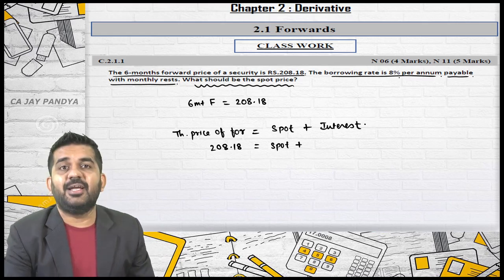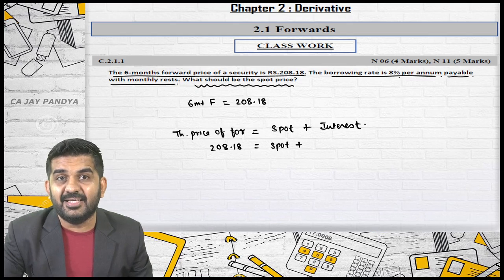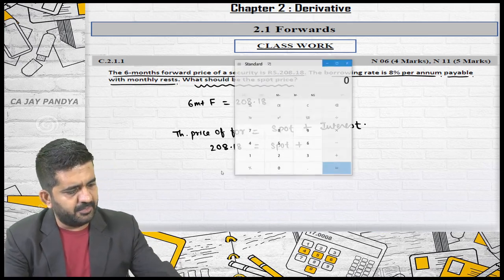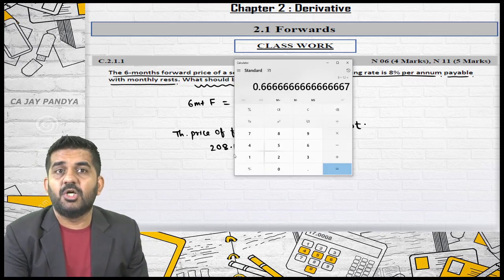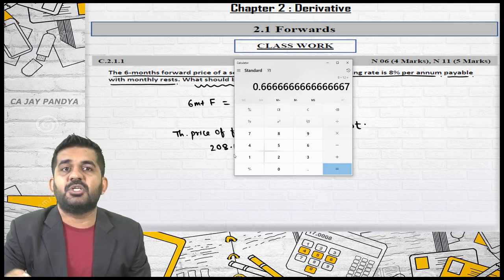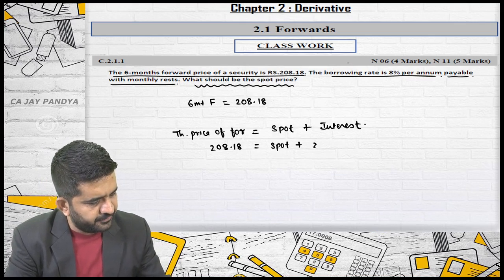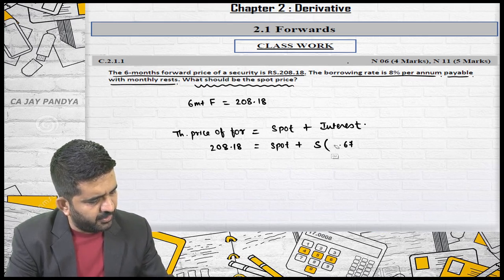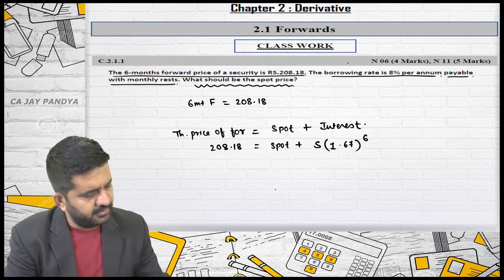The interest rate is 8% per annum, but it is compounded monthly. Let me find out a per month rate: 8 divided by 12. The per month rate will be 8 divided by 12, which is nothing but 0.67. Is it alright? 0.67 percent will be compounded 6 times. So what will be the interest? Spot rate plus 0.67, that is 1.67, interest compounded 6 times.